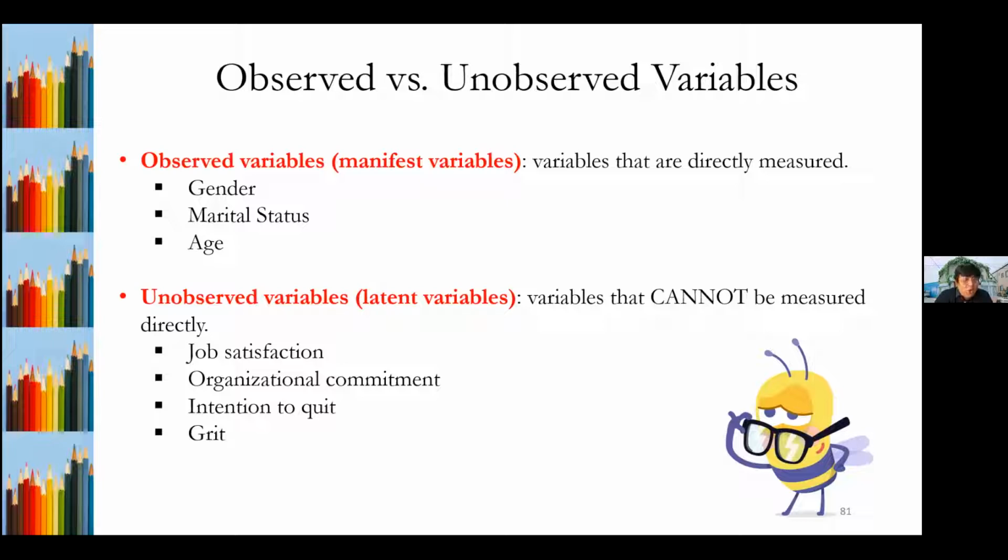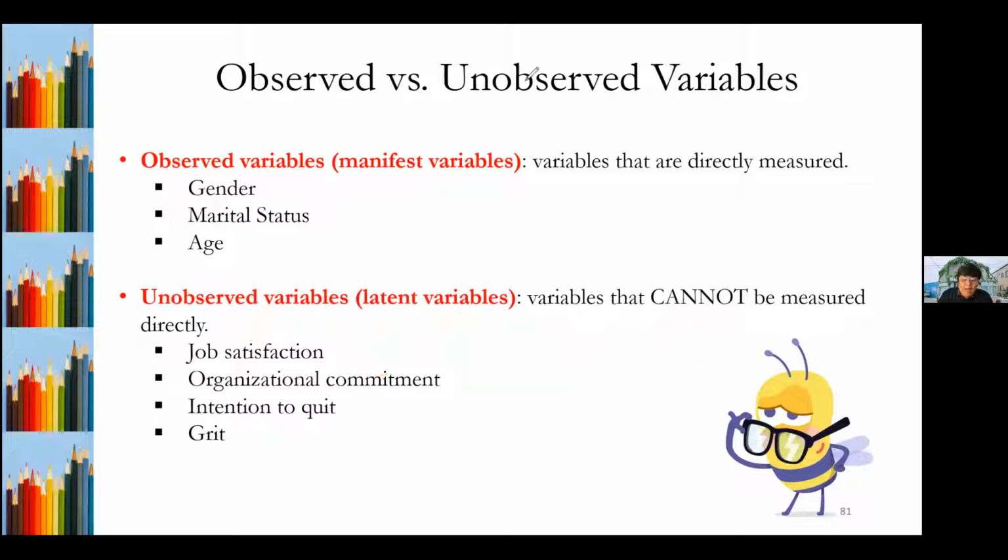We can only quantify these latent variables or unobserved variables by using a scale. For example, gagamit ka, let's say, ng 5-point Likert scale dito sa job satisfaction, para ma-measure natin yung level ng satisfaction ng respondents natin. Same is true with organizational commitment, intention to quit, or grit. So these are examples of what we call unobserved variables or latent variables.